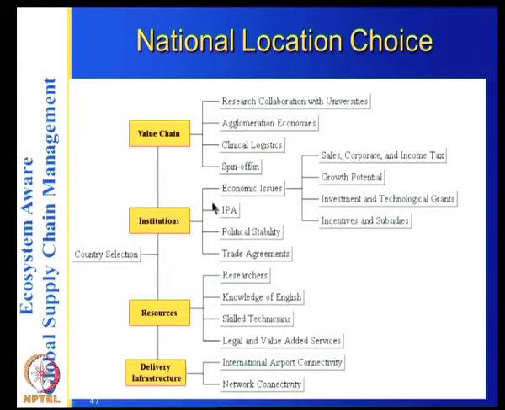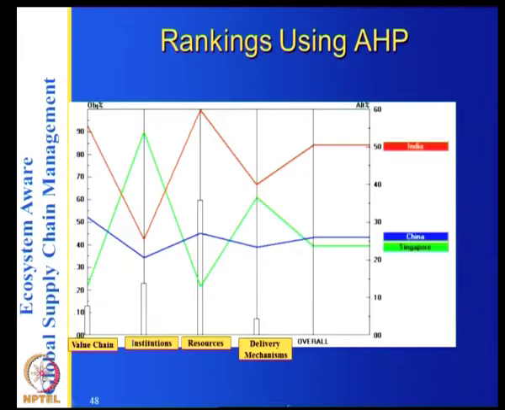I mean, you have the institutions, economic issues, intellectual property issues, political stability, trade agreements, sales, growth potential, investment, incentives and subsidies, and so on. And you have resources, you have the delivery infrastructure in this. These become important for the country selection. Now, if you give scores for all of these, like we have got these parameters earlier, and add them up to all this and finally get to a score, then what you get is this.